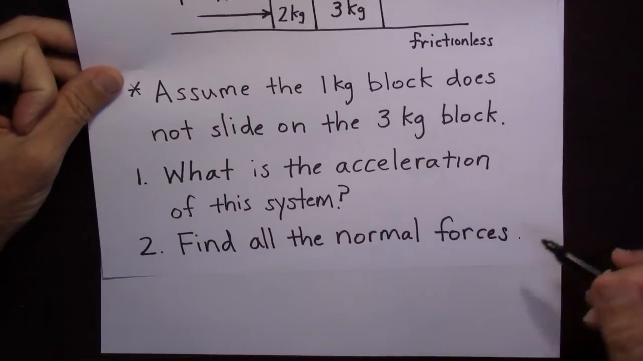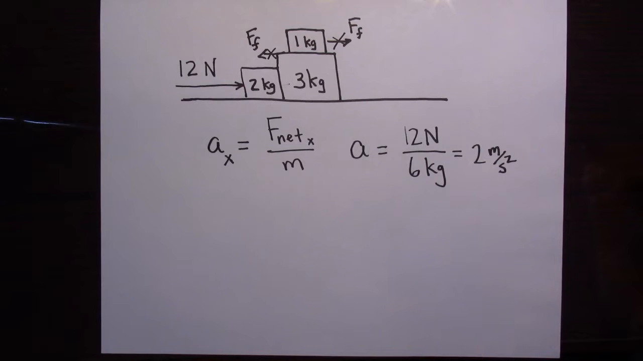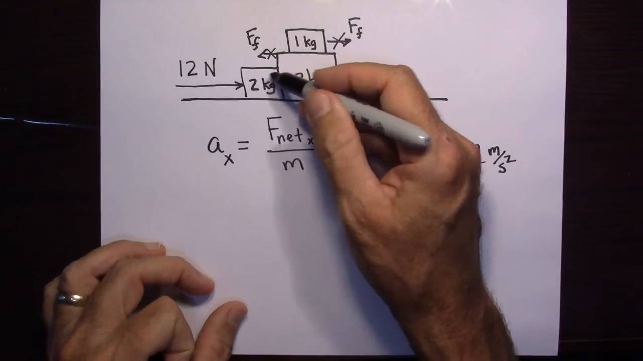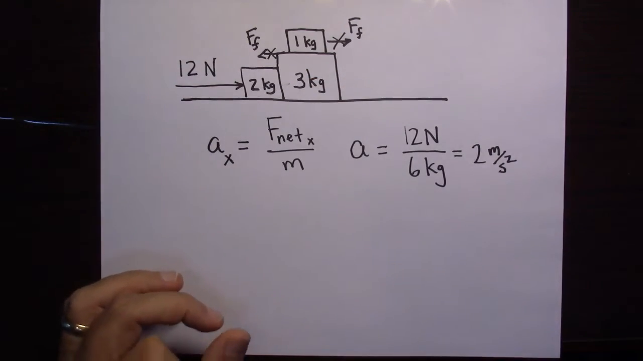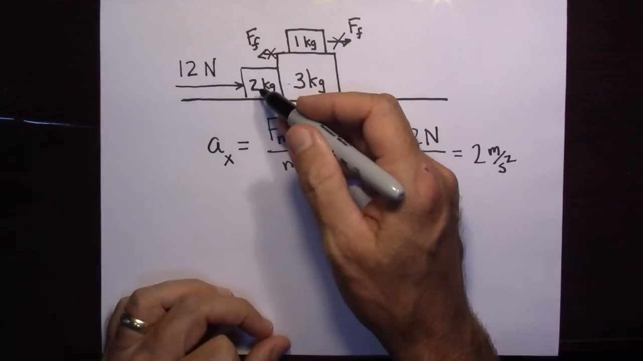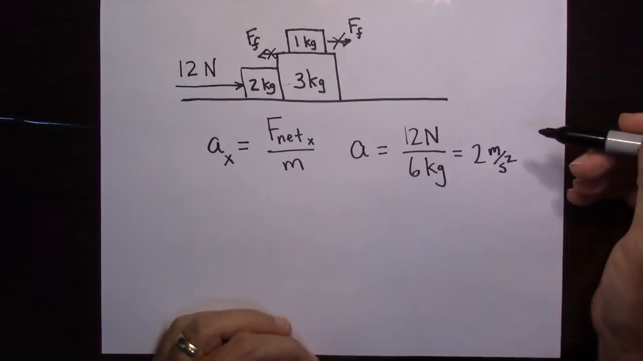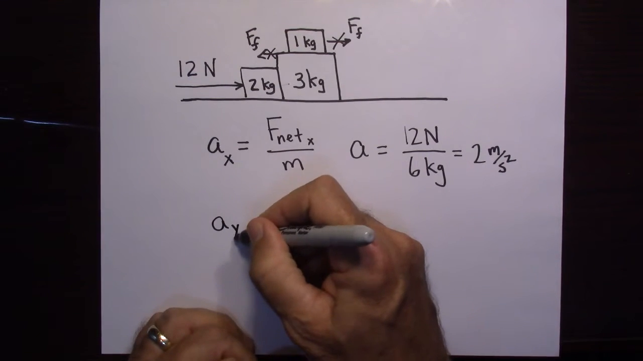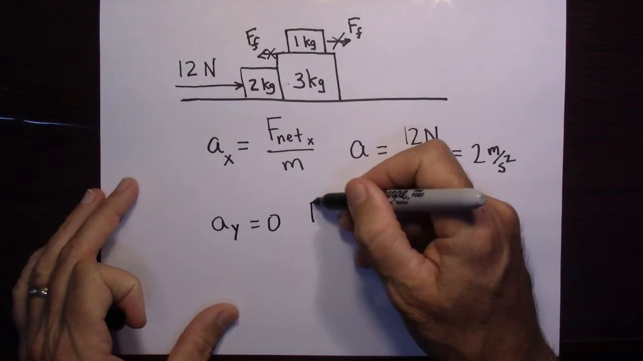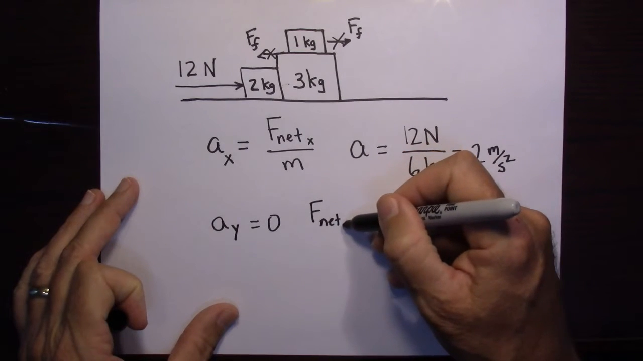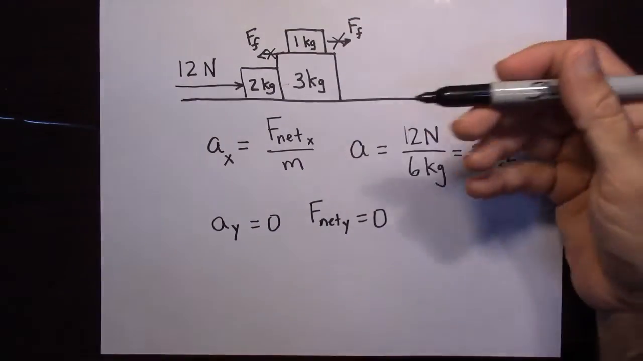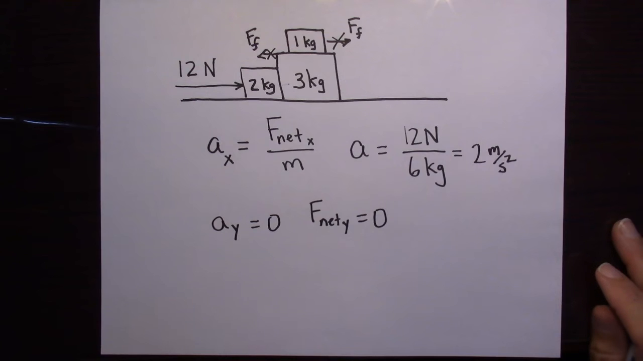Okay, now find all the normal forces. Well, let's see. There's a normal force. There's 20 newtons on this block down, and so the force from the table upward has to be 20 newtons since there's no acceleration in the y direction. So the acceleration in the y direction is 0. That means that for whatever system you look at, the net force in the y direction has to be equal to 0.